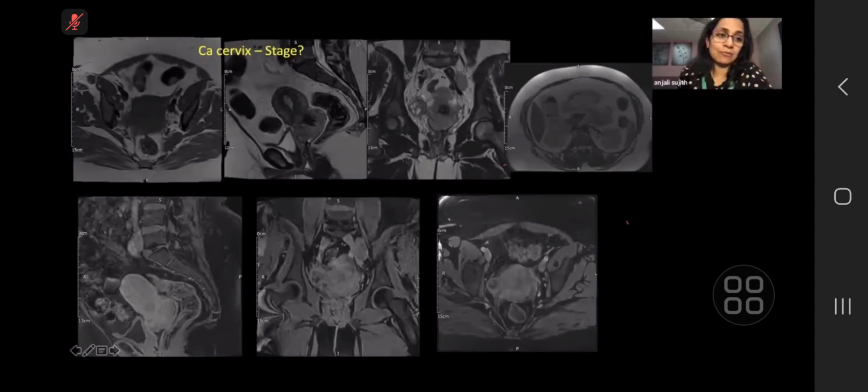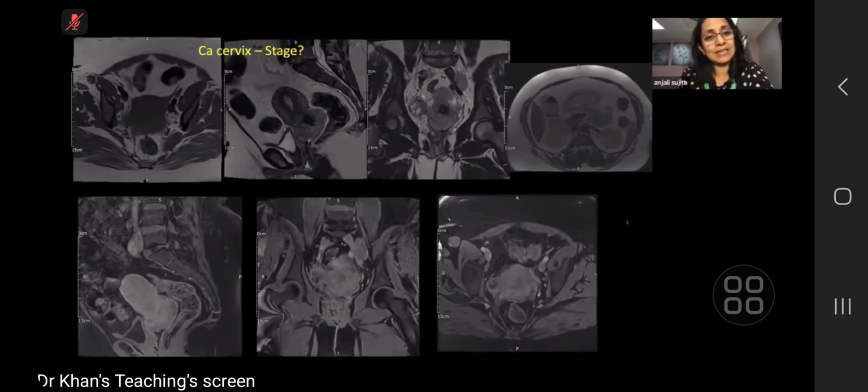Now, by pelvic side wall involvement, what we mean is, if the tumor infiltrates to less than 3 millimeter of the pelvic side wall, which involves the obturator internus muscle or the internal iliac vessels or the levator ani muscle or the piriformis, any of these structures which form the pelvic side wall, if the tumor is within 3 millimeter of the pelvic side wall structures, then we call it pelvic side wall infiltration. Okay, so this is a stage 3B tumor.